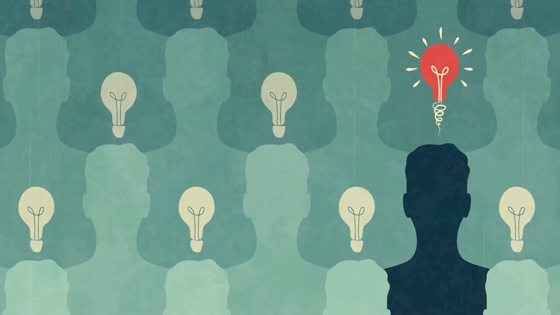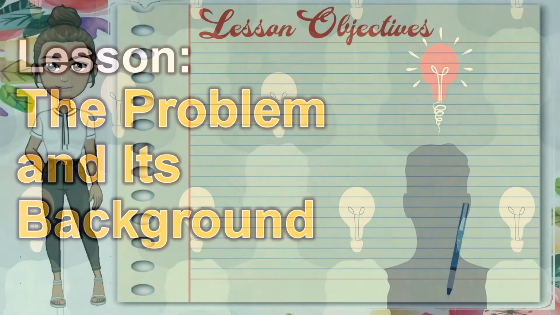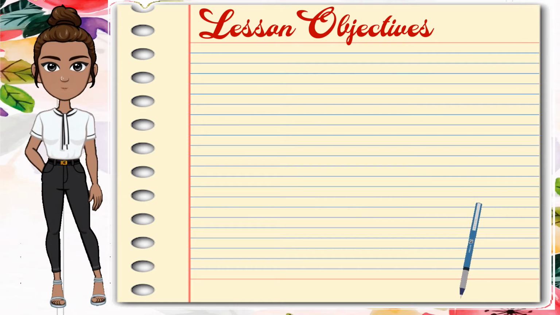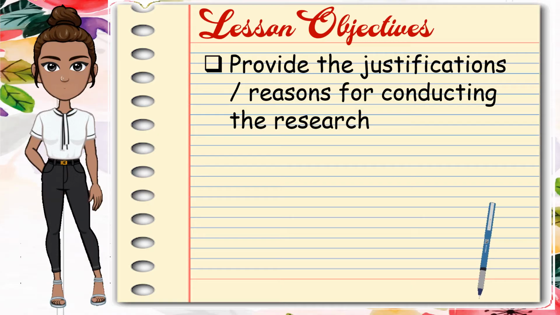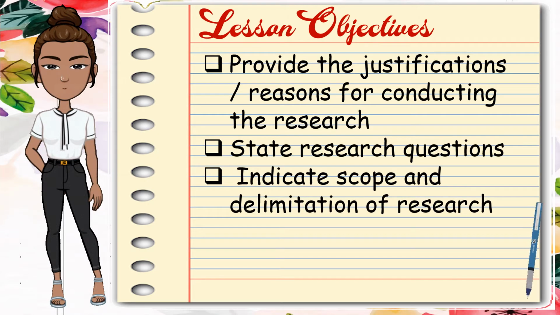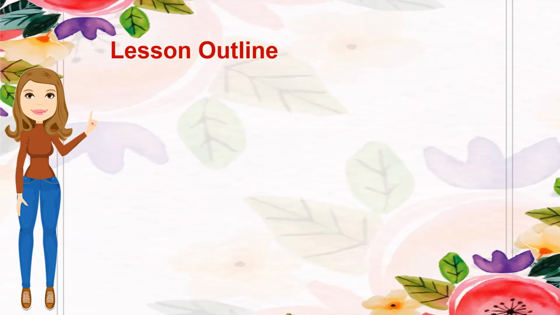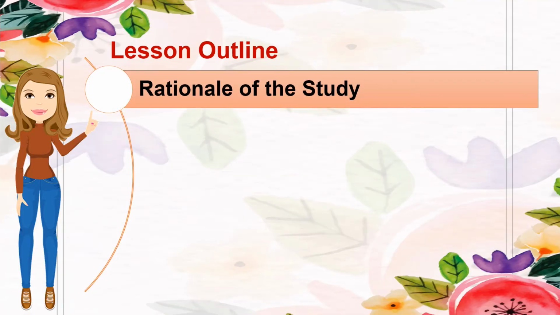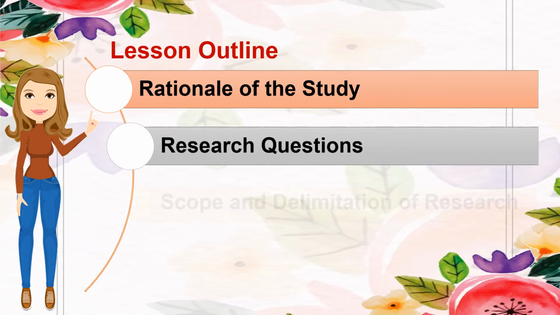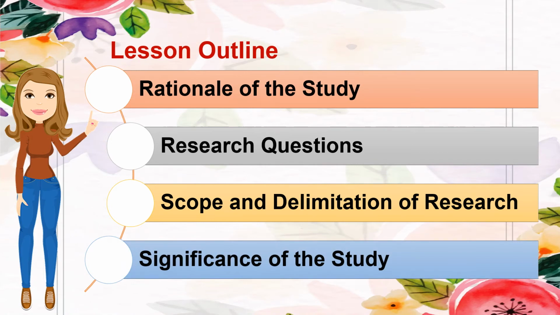Our lesson today is the problem and its background. At the end of this lesson, you should be able to provide the justifications and reasons for conducting the research, state research questions, indicate scope and delimitation of research, and cite benefits and beneficiaries of research. Here is the lesson outline: rationale of the study, research questions, scope and delimitation of research, and significance of the study.